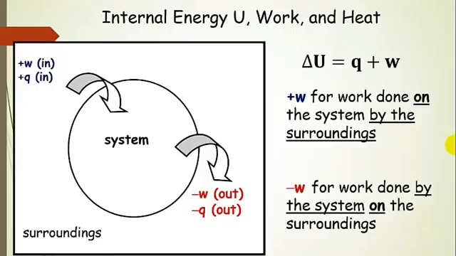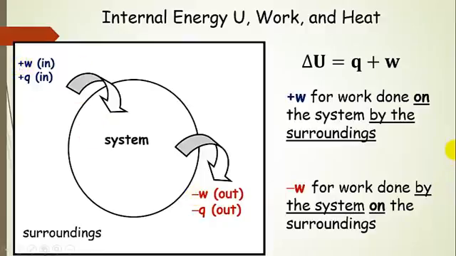Here's a nice schematic that gives you the signs of Q and W relative to what's going on with the system and the surroundings. Here we have a great big box that we're going to call the surroundings, and then our system is inside this circle. If we do work on the system, we put work into it, then the sign of W is positive.